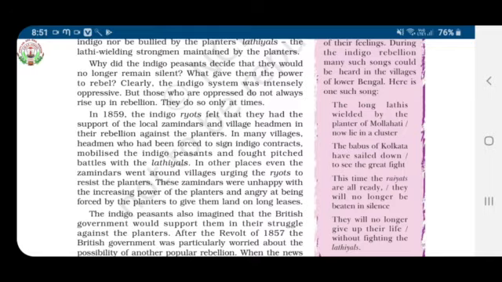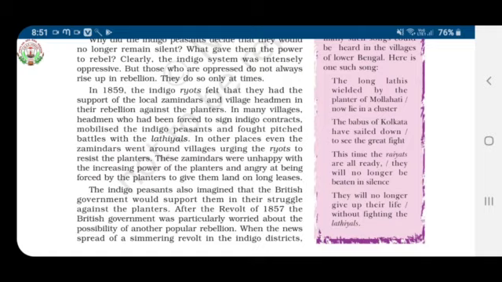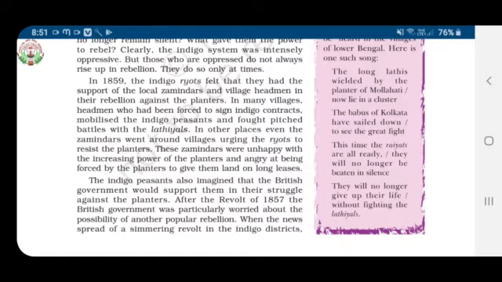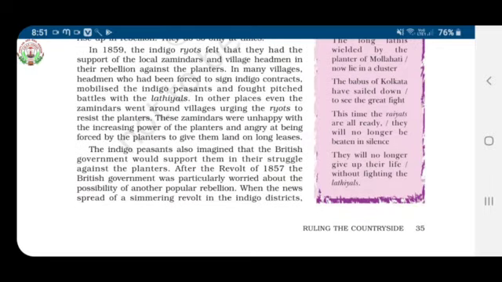Why did the indigo peasants decide that they would no longer remain silent? What gave them the power to rebel? Clearly, the indigo system was intensely oppressive. But those who are oppressed do not always rise up in rebellion. They do so only at times. Oppressed here means subject to harsh treatment.